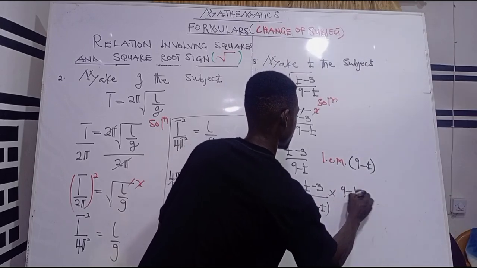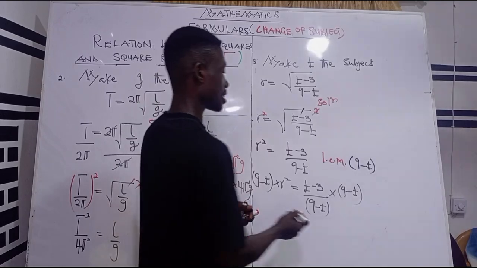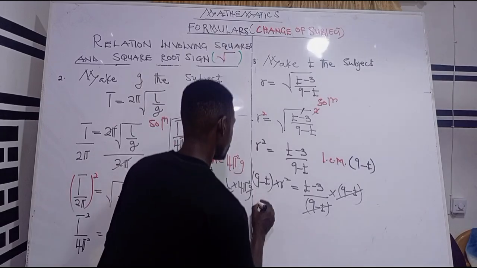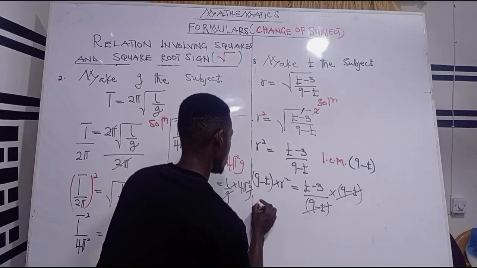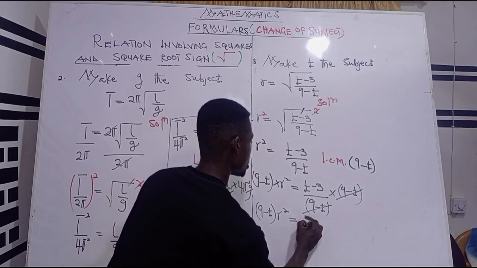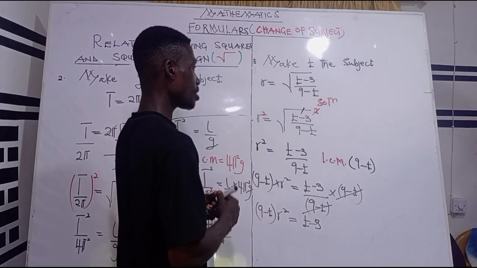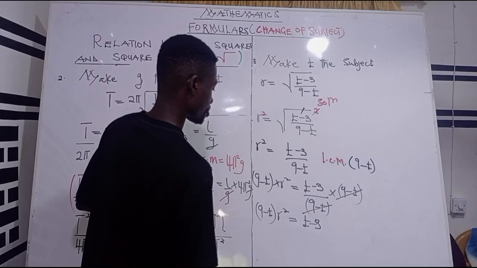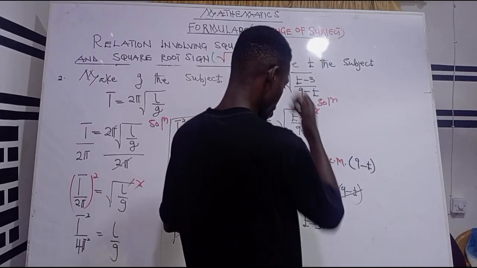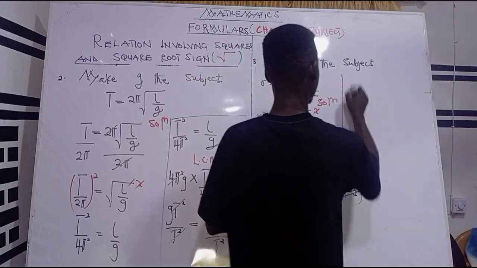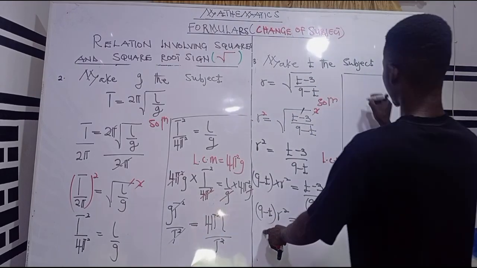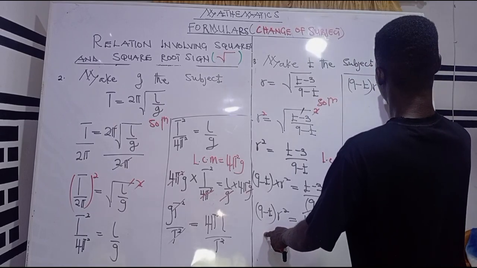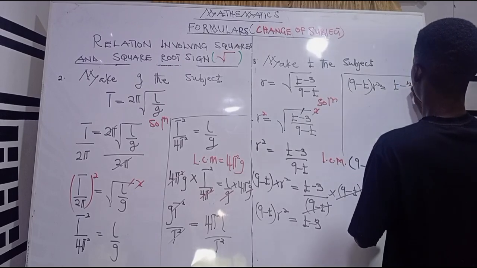Multiply 9 minus t. So we realize that 9 minus t will cancel 9 minus t. Now we are left with 9 minus t multiplying r squared is equal to t minus 3. Let's continue it at the other side. So right now we have 9 minus t multiplying r squared is equal to t minus 3.